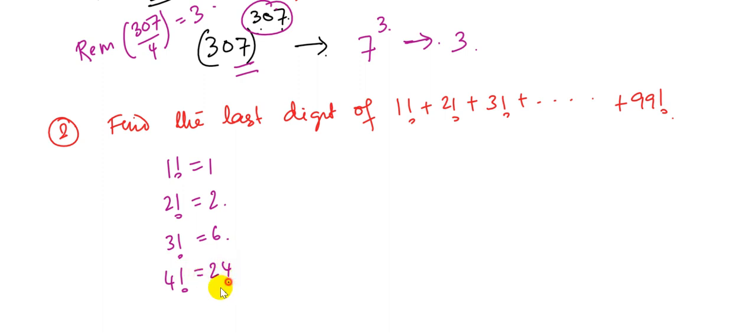4 factorial is 24. Now after 4 factorial, all factorials will end in a 0. Right? So that means the last digit will be the sum of these 4 digits: 1 plus 2 plus 6 plus 24, which is 3.